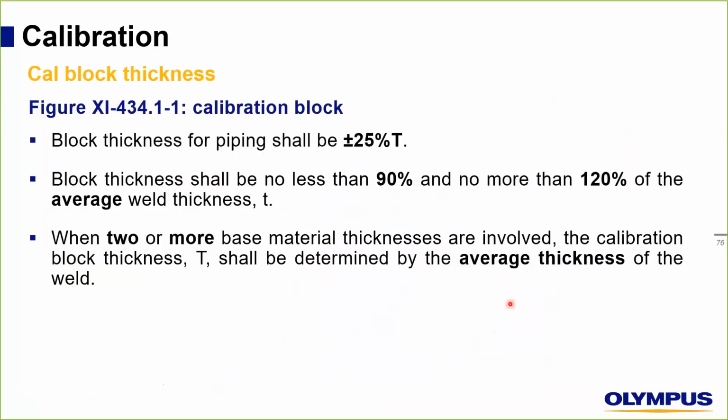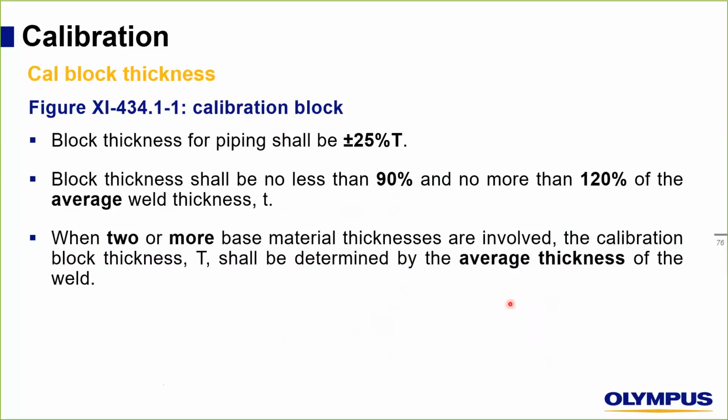So regarding the cal block thickness, the most important information you can find in figure 11434.1-1, calibration block, just under the figure. It says block thickness for piping shall be plus or minus 25% T. Block thickness shall be no less than 90% and no more than 120% of the average weld thickness T.